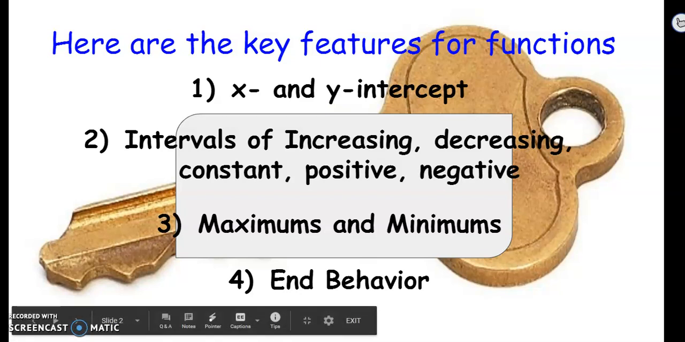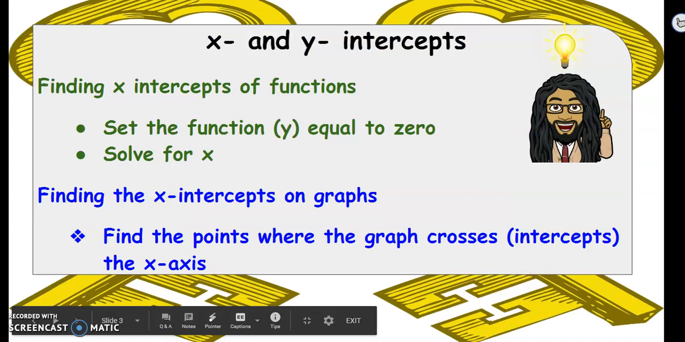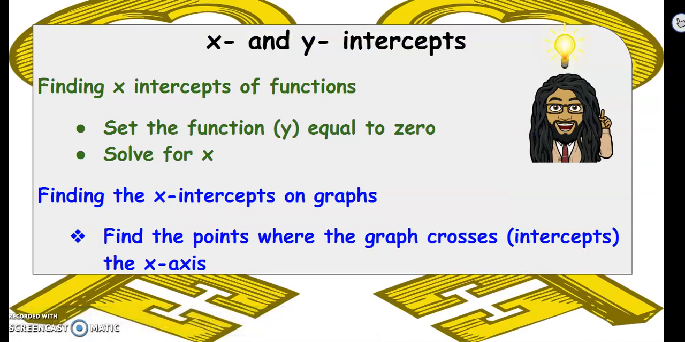So to start off, we're going to talk about our x-intercepts, x and y-intercepts. So when finding our x-intercepts of functions, we're going to set the function, which is y, so f of x is the same thing as saying y, equal to 0, and then we're going to solve for x.